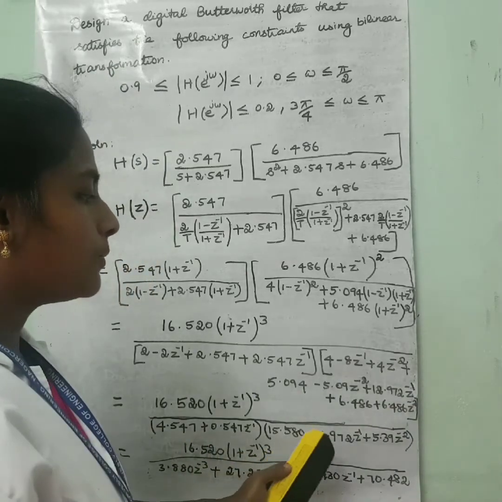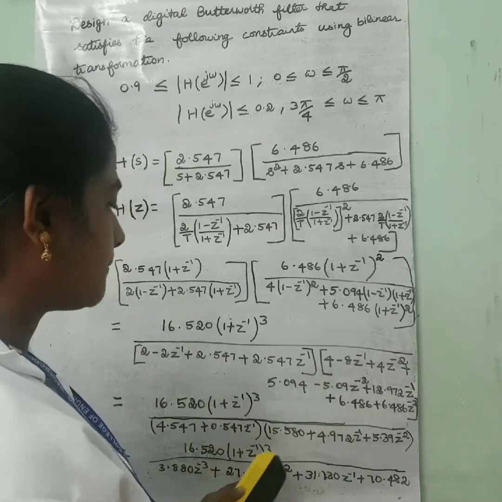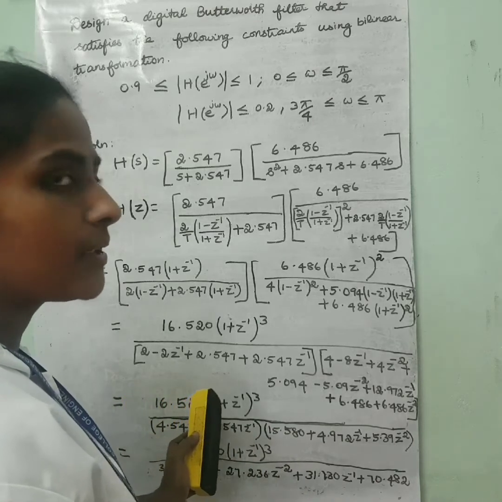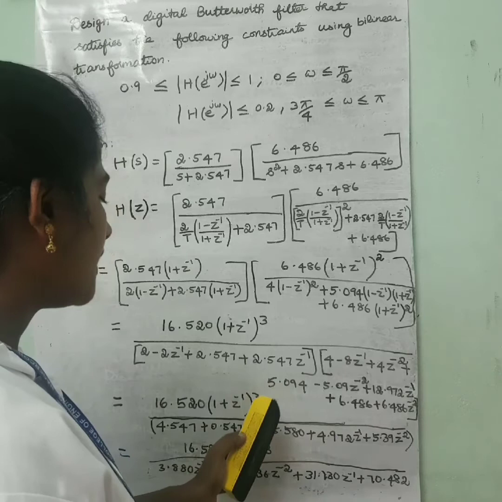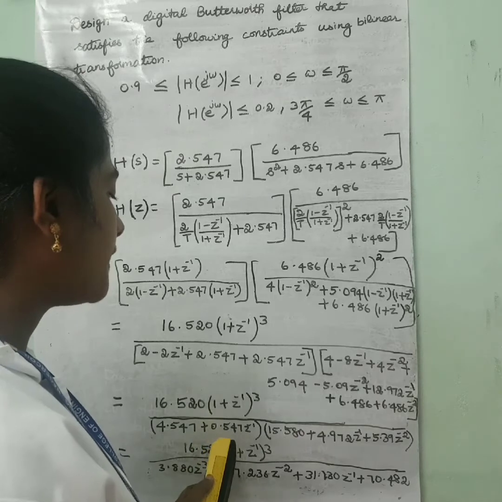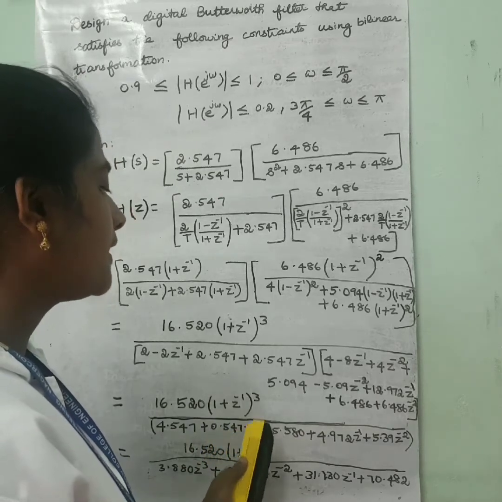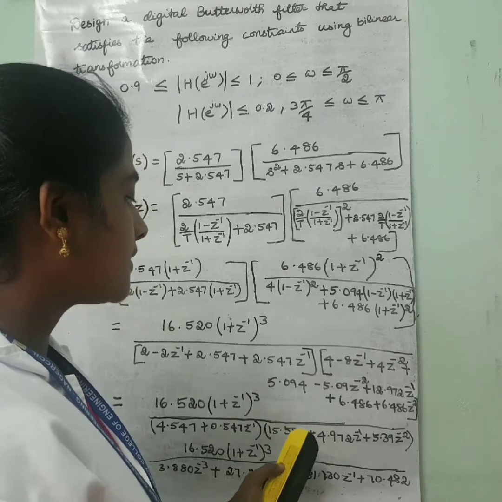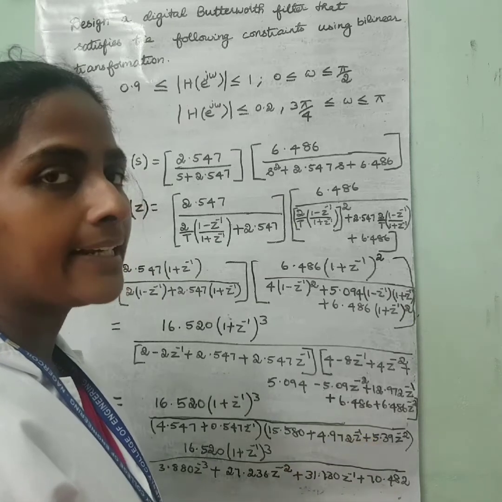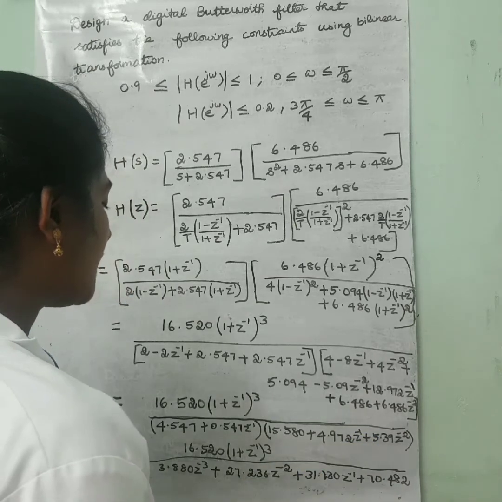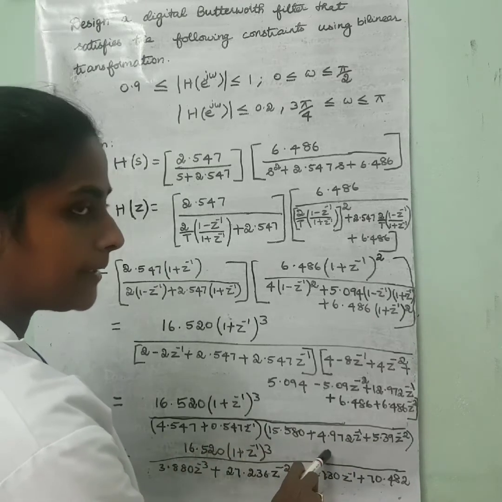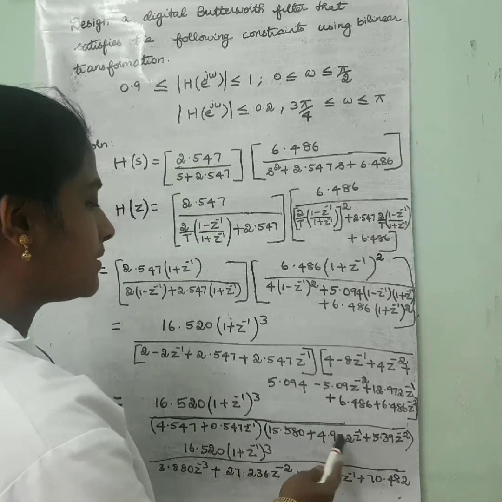After adding both the z term and constant term separately, you will get the term like this: 16.520 into (1 plus z power minus 1) the whole cube divided by 4.547 plus 0.547 into z power minus 1 into 15.580 plus 4.972 into z power minus 1 plus 5.39 into z power minus 2. Next again you have to multiply this term with this term. You have to multiply separately this constant term inside and this z power minus 1 inside.